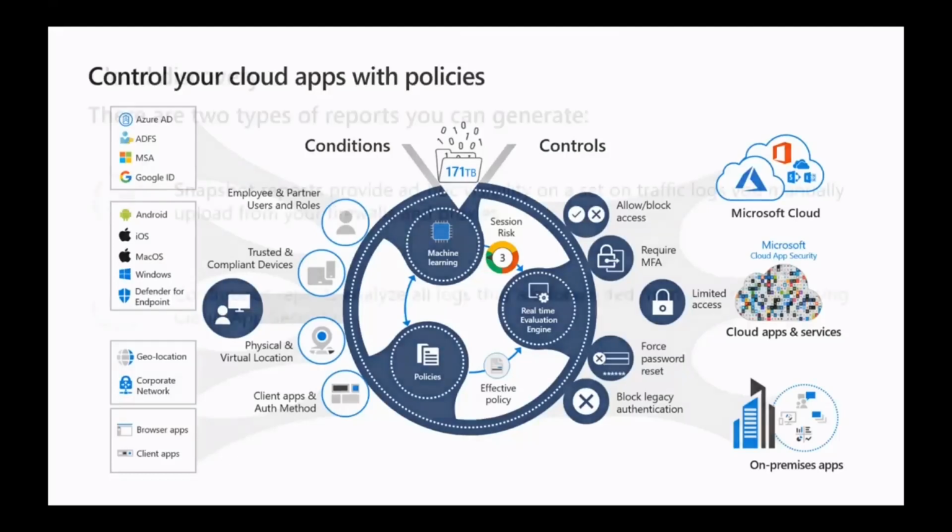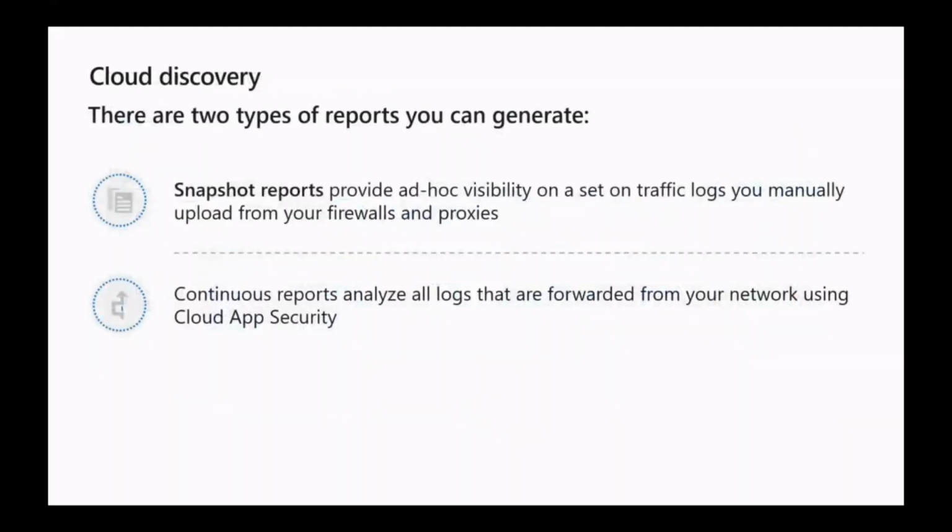Well, now cloud discovery. Well, first, there are two types of reports that you can generate using cloud discovery. Okay, snapshot reports and continuous reports. Okay, in the first case, snapshot reports will provide an ad hoc visibility on a set of traffic logs that you manually upload from your firewalls and proxies. Then continuous reports will be used to analyze all logs that are forwarded from your network using cloud application security.